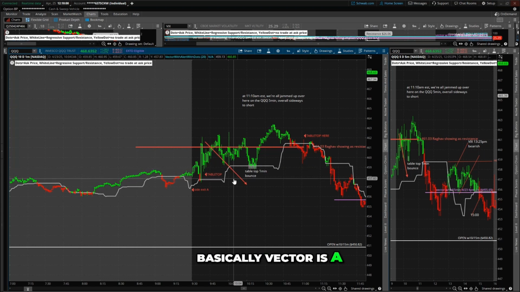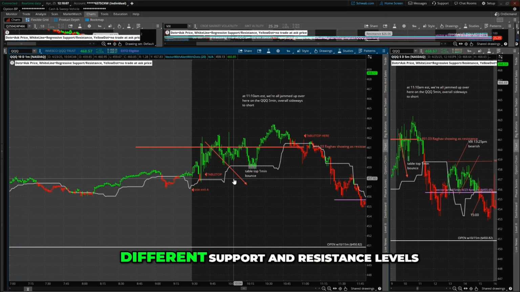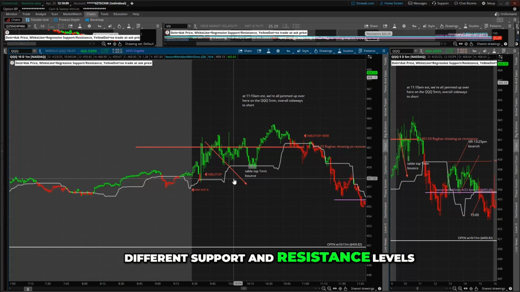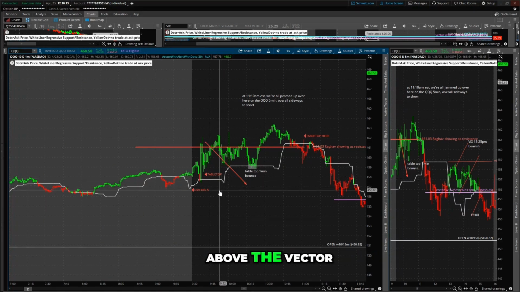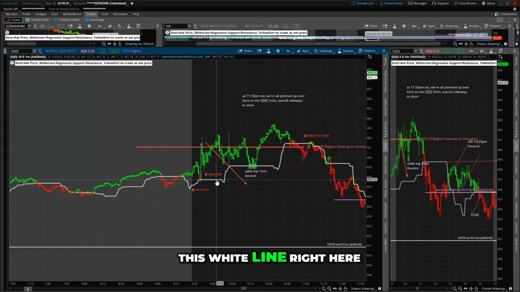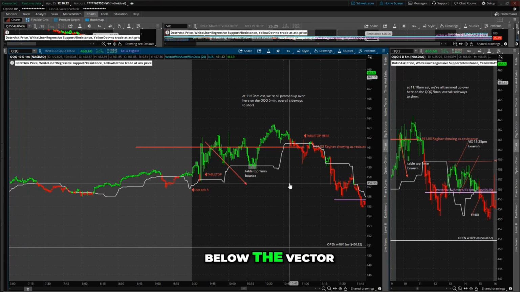Basically, the vector is a dynamic support and resistance level that adapts. With the vector, we keep on seeing different support and resistance levels. Okay, if the price is above the vector, this white line right here, it means the price is bullish. If the price is below the vector, it means the price is bearish and it will work as a resistance. Above the vector, it will work as a support.